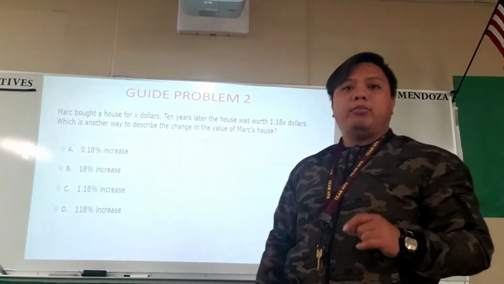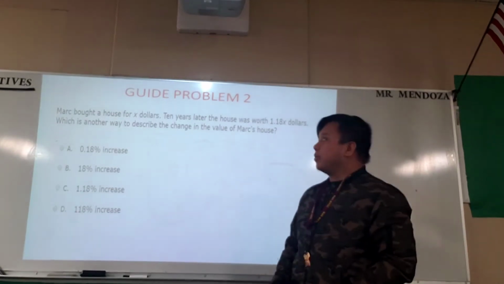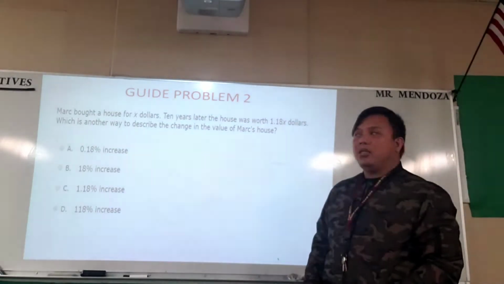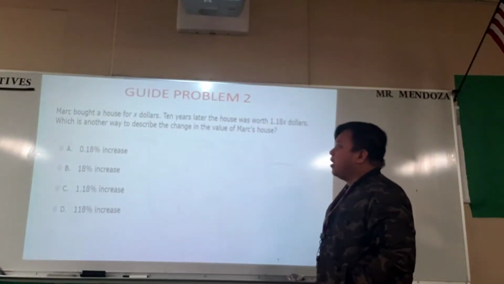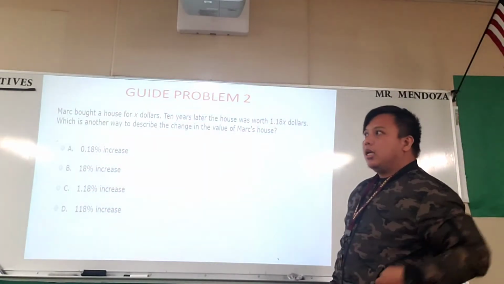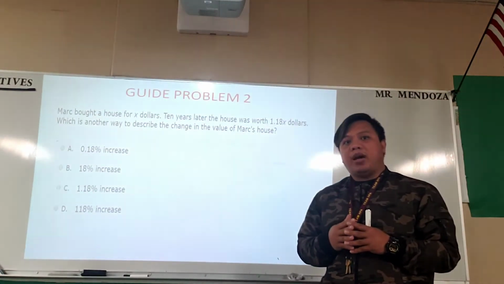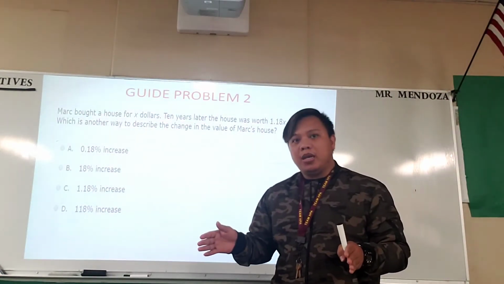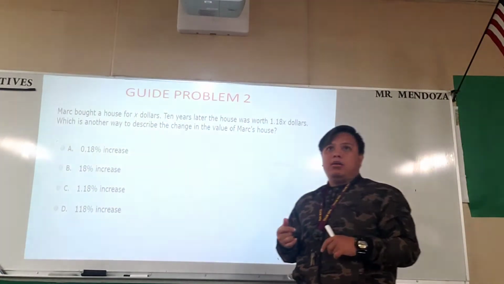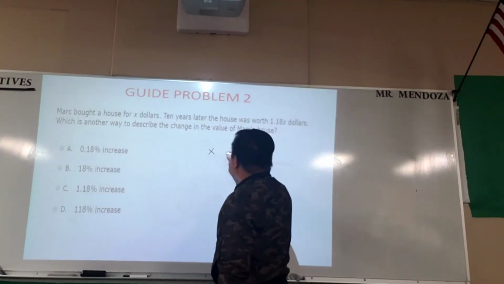Moving on to guide problem number 2. Mark bought a house for X dollars. 10 years later, the house was worth $1.18, which is another way to describe the change in the value of Mark's house. So in this particular problem, we need to find whatever change happened after 10 years to the house of Mark. Well, basically, it started from X dollars.